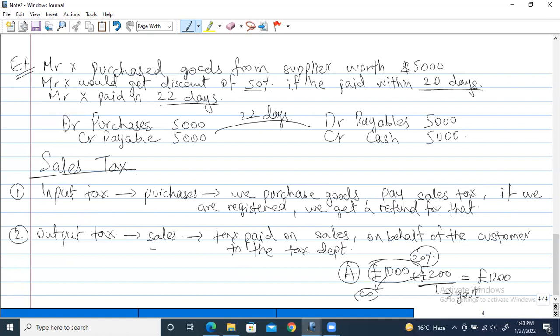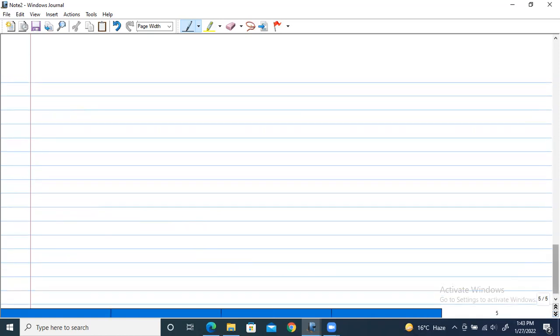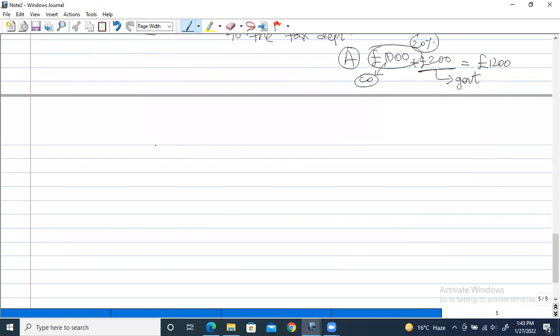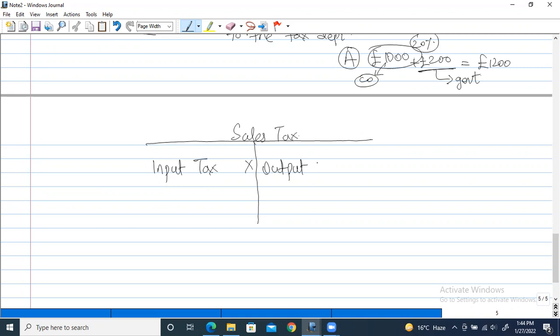Always remember, this is connected with sales, and input tax is connected with the purchases. Okay, so this is the relation between input and output tax. Now let me make the sales tax account as well over here, because there is a T account as well for this. So this is the sales tax account. Now input tax, always remember, it's written on the debit side. Input tax is always written on the debit side, and output tax is always written on the credit side.